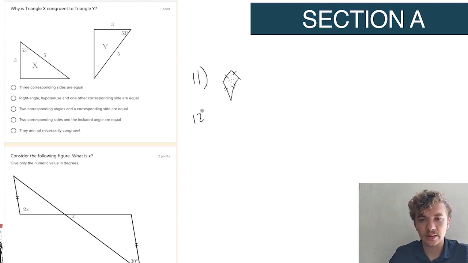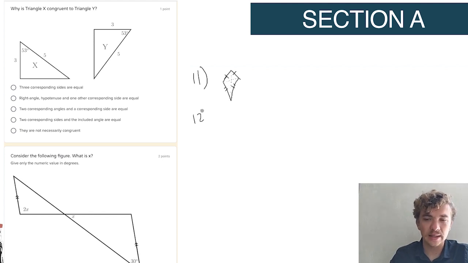Why is triangle X congruent to triangle Y? Now, to answer this question, you need to know the 4 possible reasons for congruency in triangles. There are 4 of them. And you'll see here that all 4 are listed as an option, with the extra that they are not necessarily congruent. It's always important to check this.